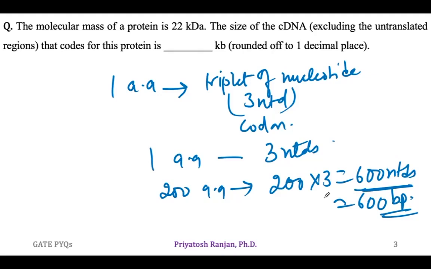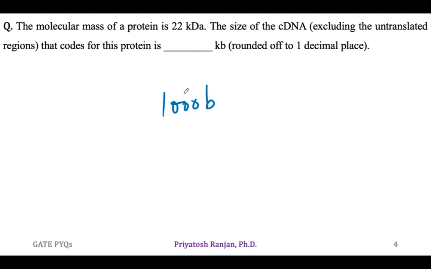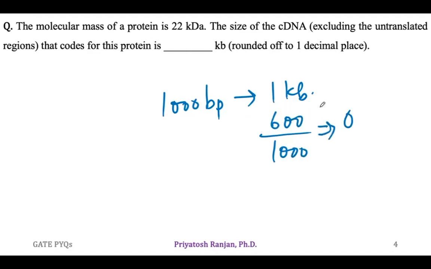Now, we need to report our answer in kilobase pair. And as we all know, 1000 base pairs corresponds to 1 kilobase pair. So, 600 base pairs is going to be 600 divided by 1000, which is going to be 0.6 kilobase pair. So, the final answer is going to be 0.6 kb.